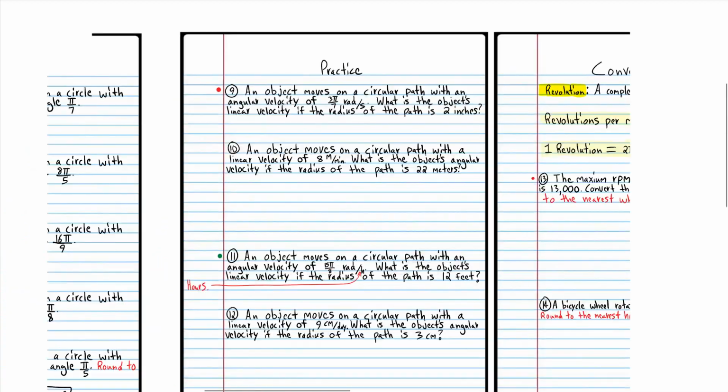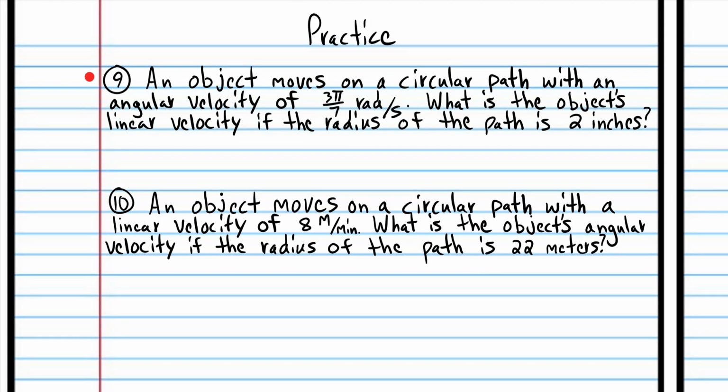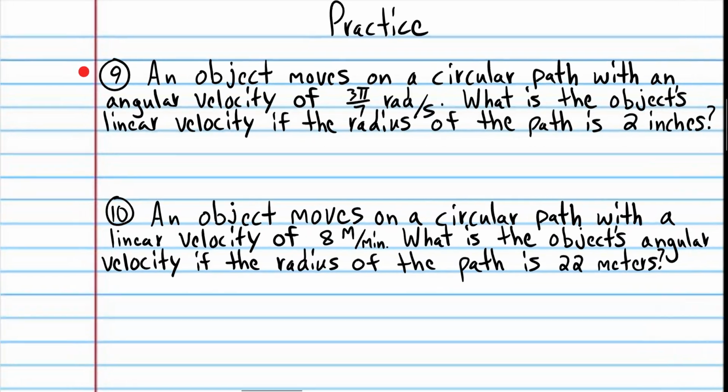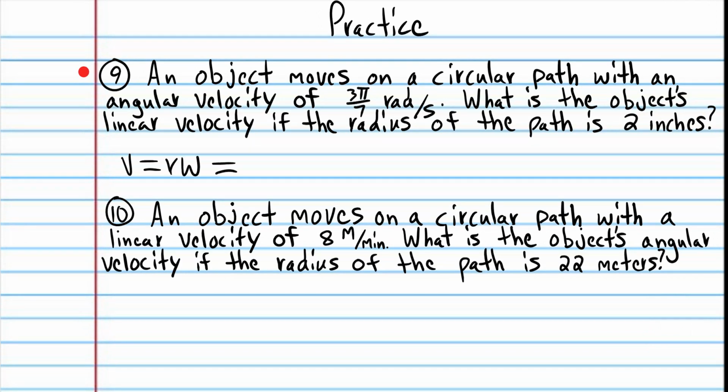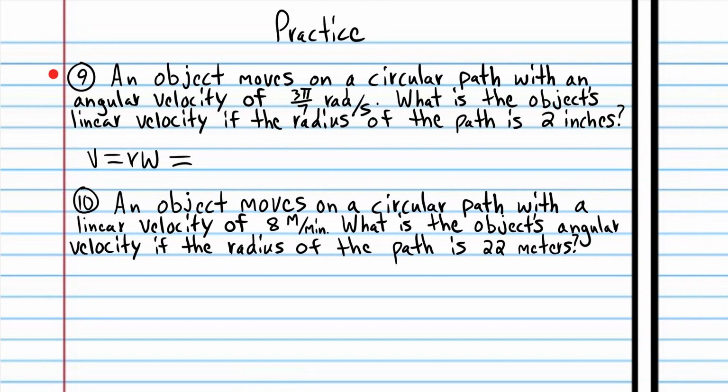So let's use that formula. V is equal to r omega. An object moves on a circular path with an angular velocity of 3 pi over 7 radians per second. What is the object's linear velocity if the radius of the path is 2 inches? So we know that V is equal to r times omega. The linear velocity is equal to the radius of the circular path times the angular velocity. We know that the radius is 2 inches, and we know that the angular velocity is 3 pi over 7. So that's it. We're done.